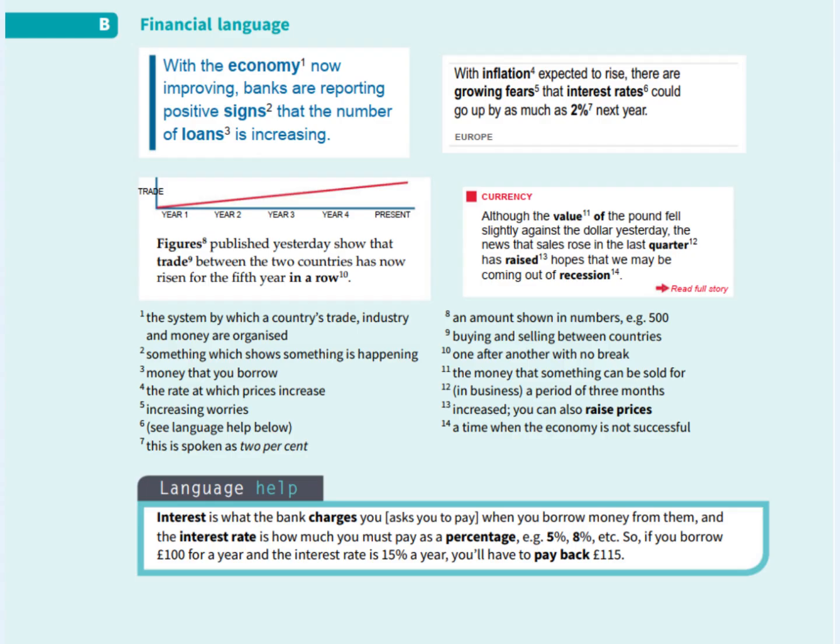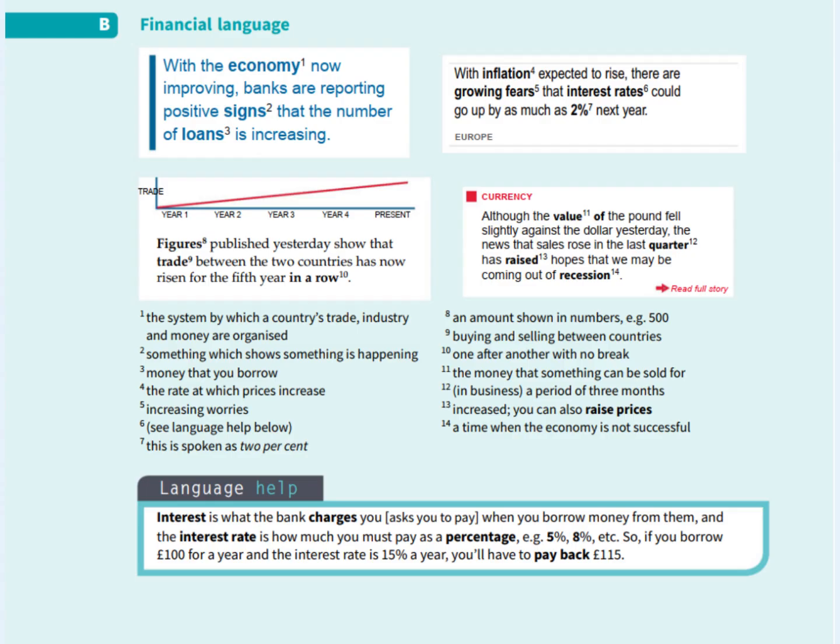International trade. Figures are amounts presented as numbers. Published figures may show changes in trade between countries. Trade is the buying and selling of goods and services between different countries. For example, trade between the two countries has risen for the 5th year in a row. The expression in a row means one after another without a break.